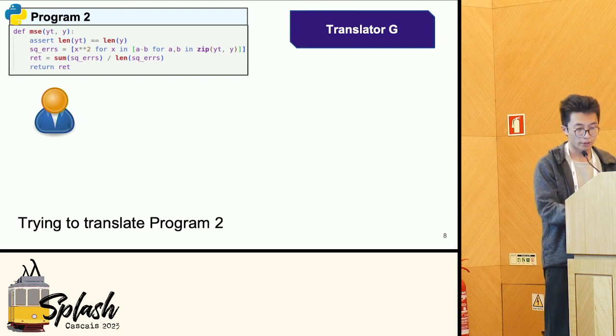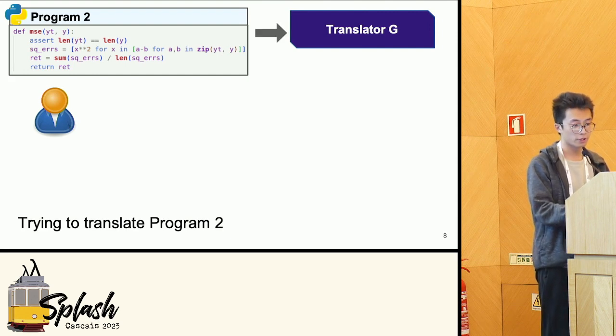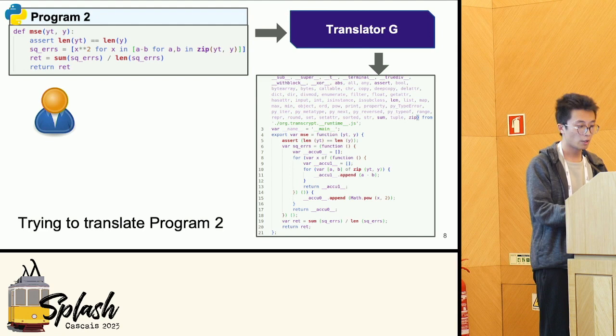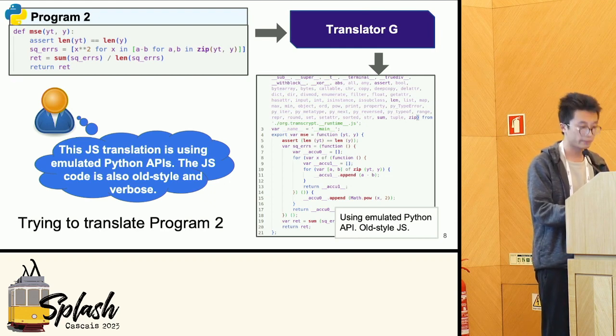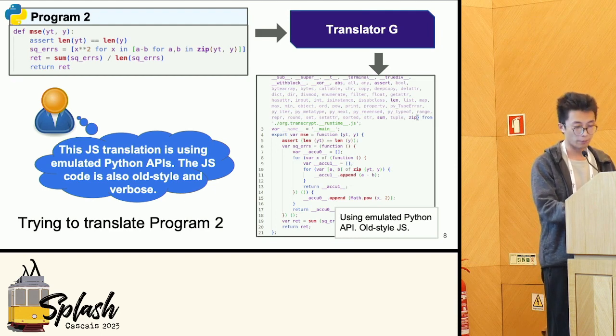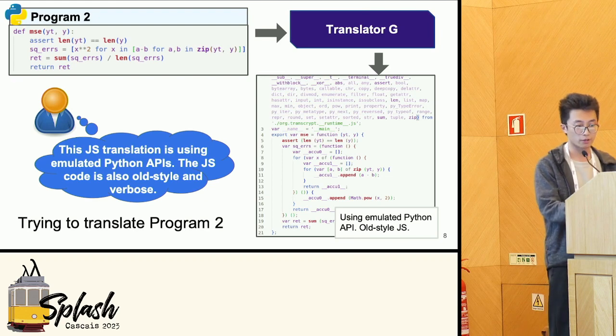So Bob then tried to translate the second program using translator G. This program doesn't use any third-party libraries, so translator G can successfully output a translation. But if we take a closer look, you can see that this translation actually imports hundreds of functions that mimic the Python standard library. So the translation seems to be emulating the Python runtime in JavaScript rather than expressing the same program in JavaScript code using the native APIs. The translation is also verbose, with nested loops and temporary variables.